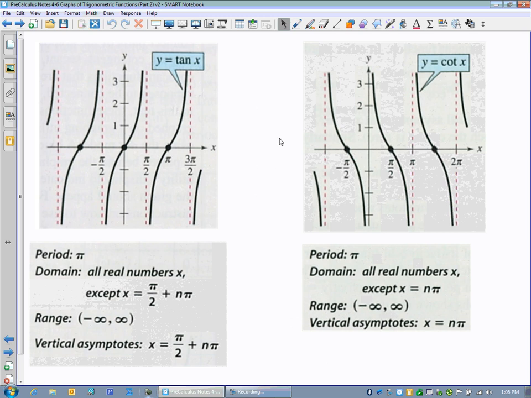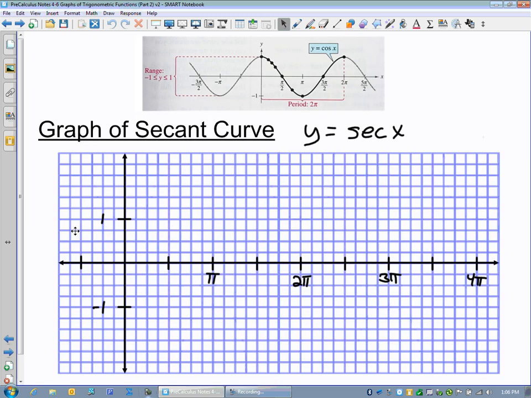Alright, so that's tangent and cotangent. Now we want to look at secant and cosecant. We're going to start with the secant curve. And the way we're going to derive this is we're going to realize that the reciprocal of secant is cosine. So secant is 1 over cosine. So we need to know about the cosine curve, which we have here.